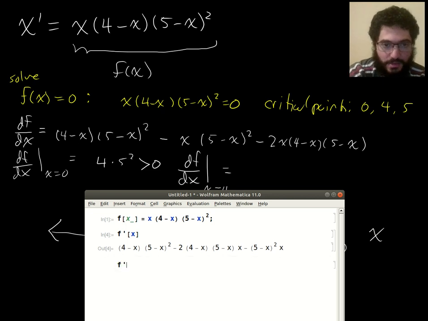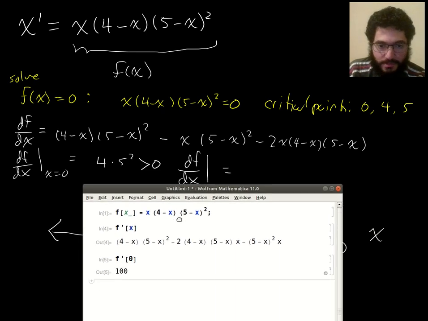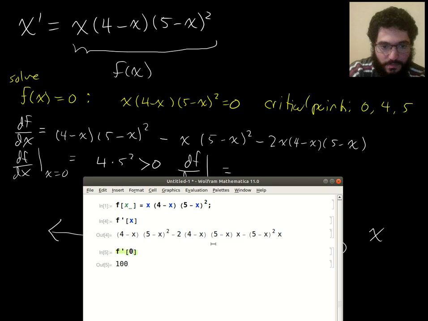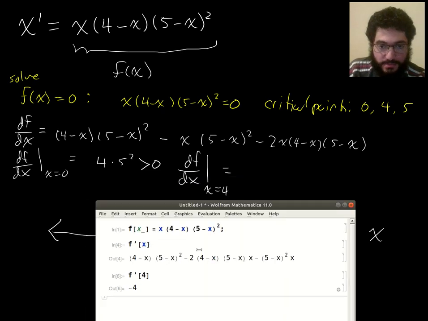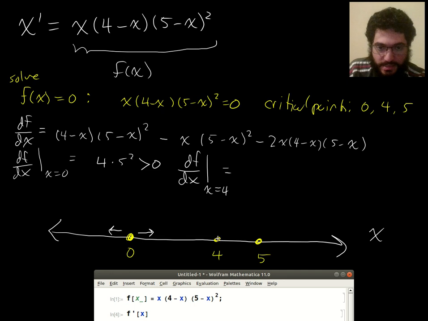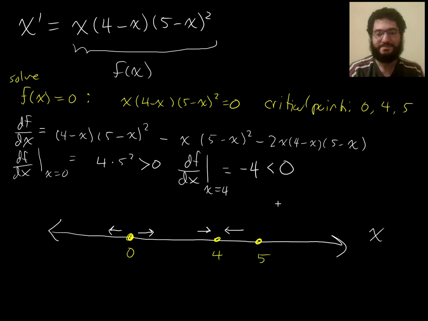Then if you want to evaluate the derivative at 0, I get 100, that's this number, which is positive, and that's all I care about. That suggests unstable equilibrium. On the other hand, when I evaluate the derivative at 4, I get negative 4, which is negative. So here I expect to see a stable equilibrium. So something like this, right? So this is negative 4, but what's important is that it's negative.